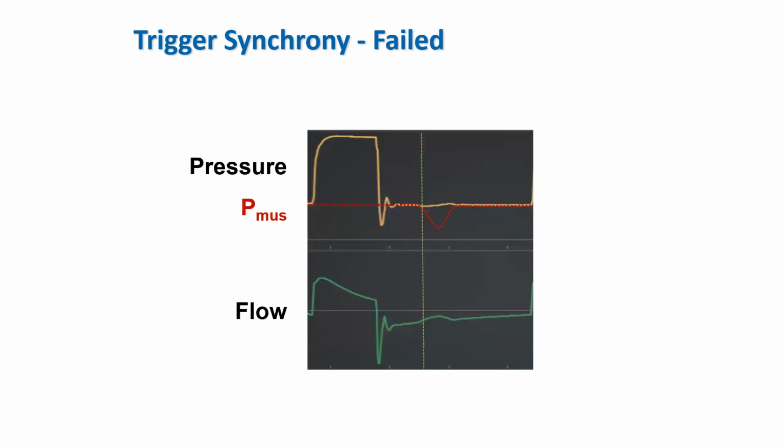Here, we see what's called a failed trigger, one of the most common and perhaps most important synchrony problems. What we see is a normal passive inspiration, and then during the expiratory time, the patient makes an inspiratory effort, which we see reflected as a positive going flow, but it never makes it to 0. So if the flow doesn't cross 0, the ventilator doesn't even know that the patient's connected. So the patient makes an effort, the effort failed to trigger the next inspiration, so we call that a failed trigger event.